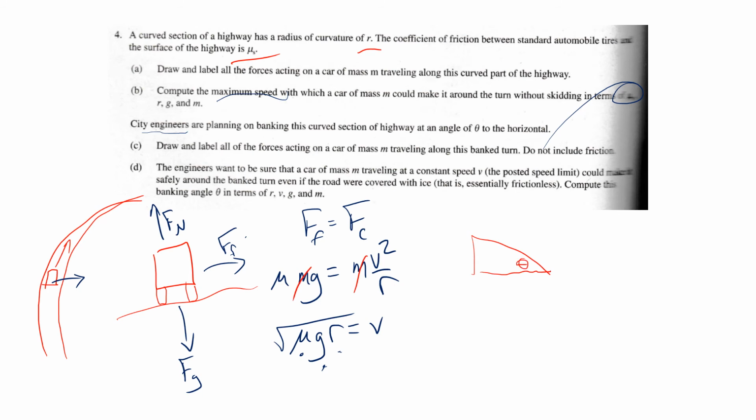Draw and label all the forces acting on the car of mass m as it's there. So here's our fancy car, and it's got tires. Draw and label all the forces acting on it. Do not include friction.